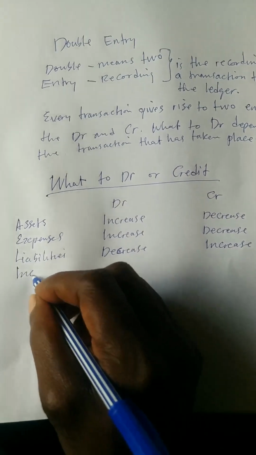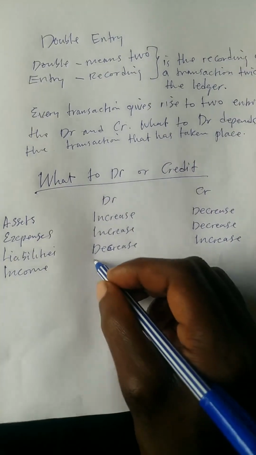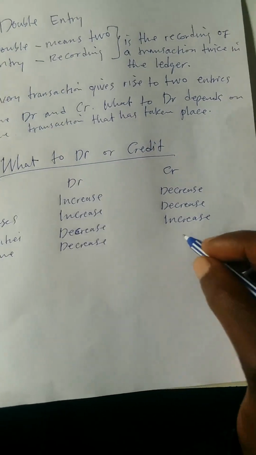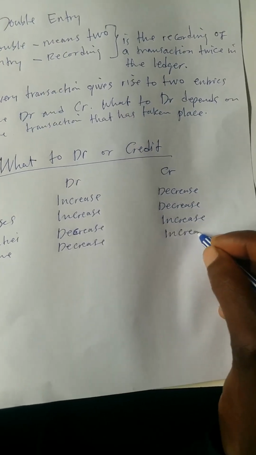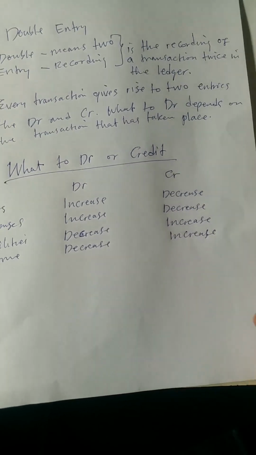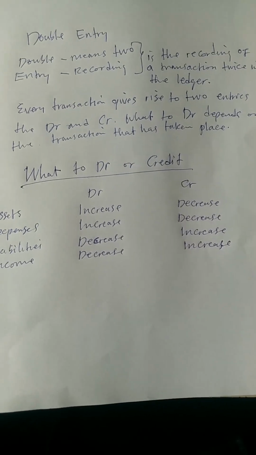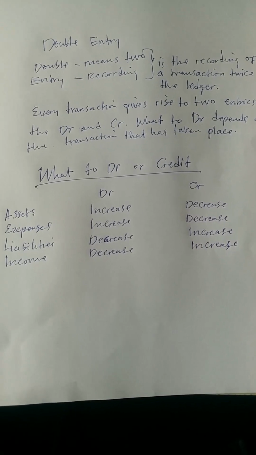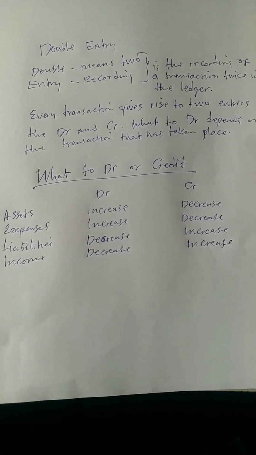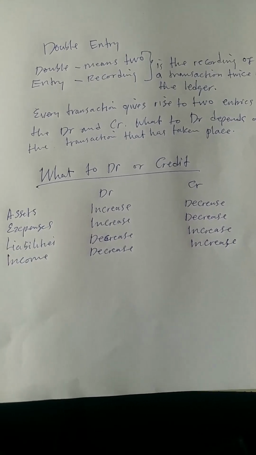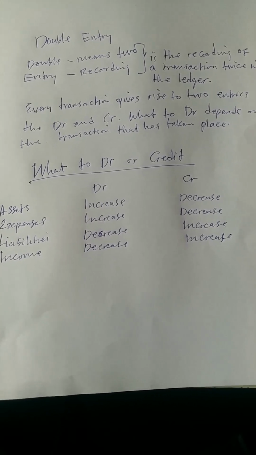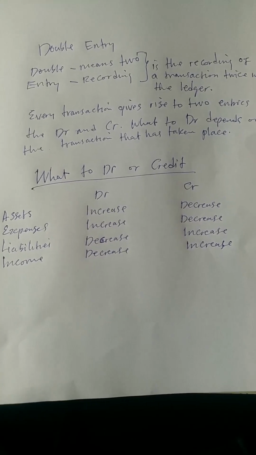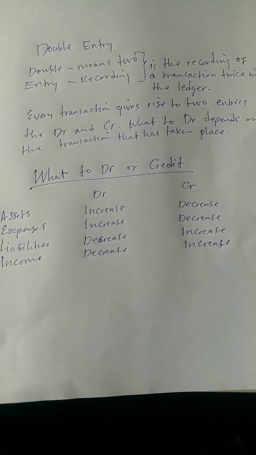Income. When income decreases, you debit. When income increases, you credit. When does your income increase? When you make a sale. Sales increase income, so we credit. Sales are credit entries, unless they decrease, that's when you debit. Let's move now to a few practical examples.